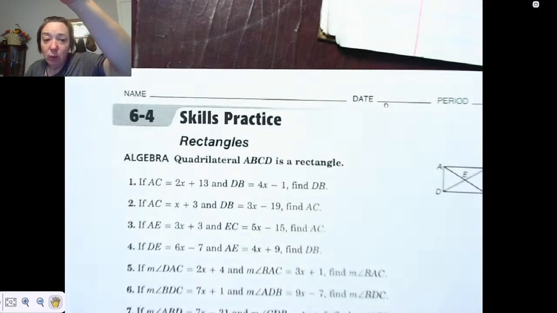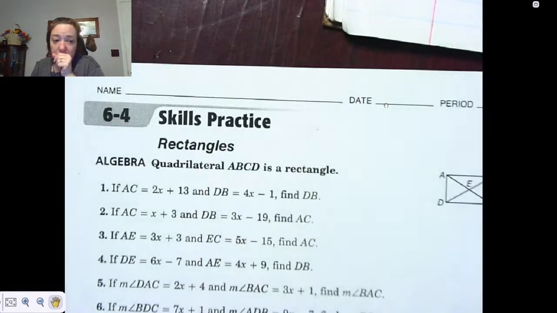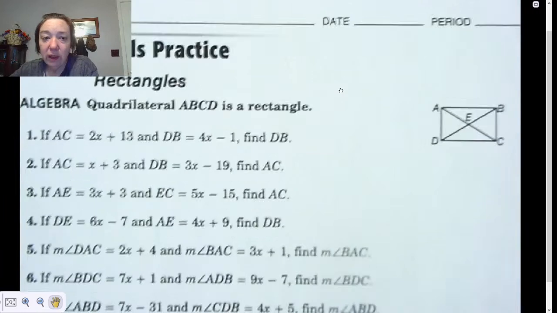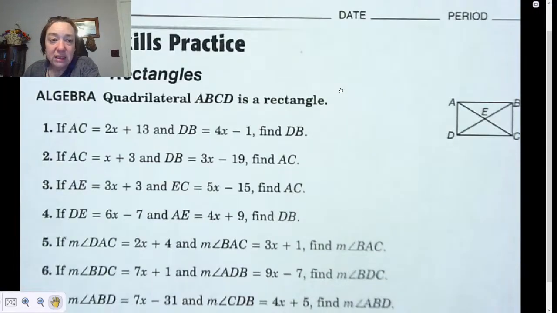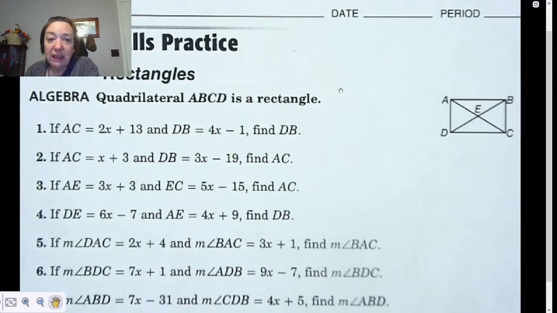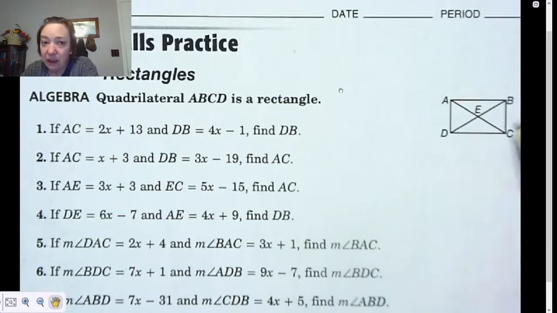So if we look at number 1 right here, I'm going to make this a little bigger. Okay, so if we look at number 1 right here, it says if AC is 2x plus 13 and DB is 4x minus 1, find DB. So if we look at this diagram, AC is a diagonal, right? And DB is a diagonal. And we just said that those diagonals are going to be congruent to each other.